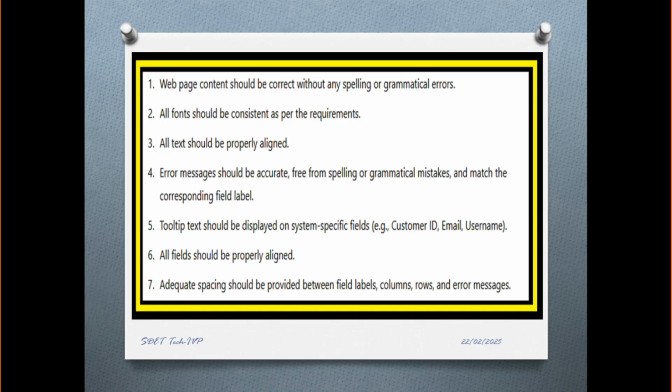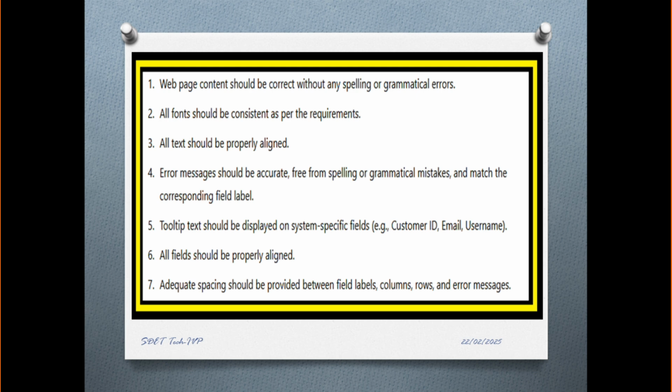So let's start. The first thing you have to keep in mind when you are testing the UI UX of any web application or any mobile application is that all the spelling should be correct and grammatically it should be correct. And the second thing, all fonts should be consistent as per the requirement. All font means the text size should be correct.